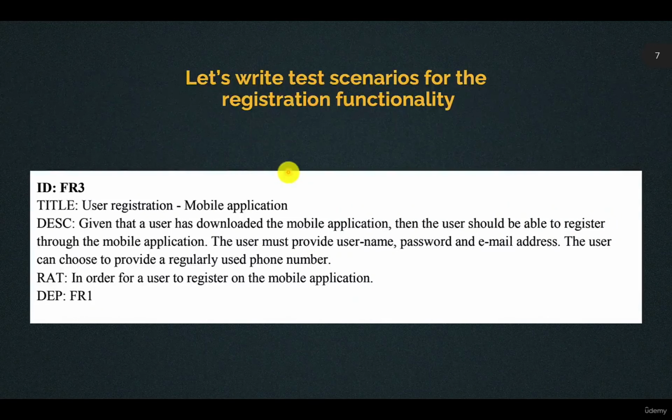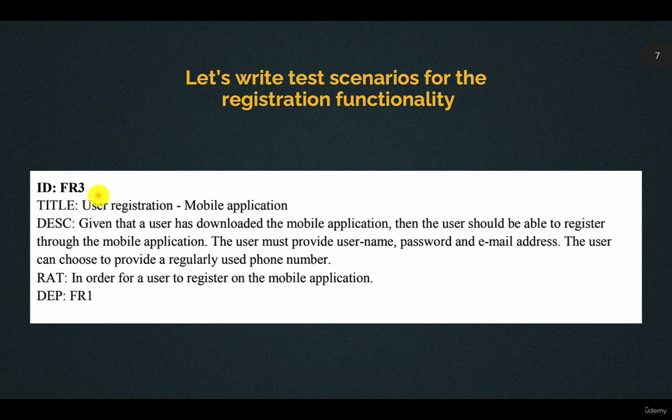So let's now begin writing our test scenarios. We will begin with the registration functionality. Here, as we see in this picture, we have a part of an SRS document. First we have the ID of the requirement. This is FR3, which is functional requirement 3.